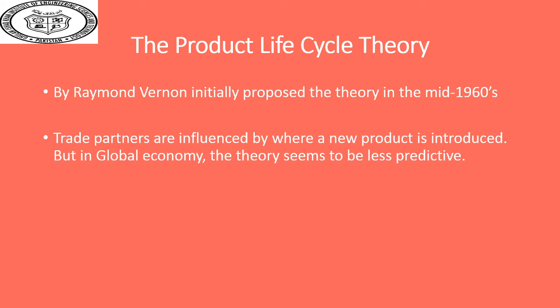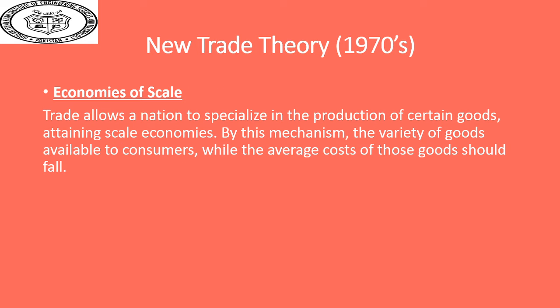So in the 1960s, Japan was very strong in textile exports. Now Japan is importing textiles, most of them from China. So this is the product life cycle theory set by Raymond Vernon. Then new trade theory appears in the 1970s.